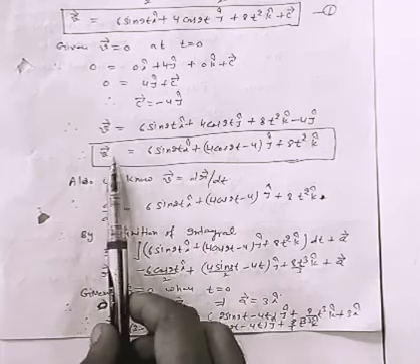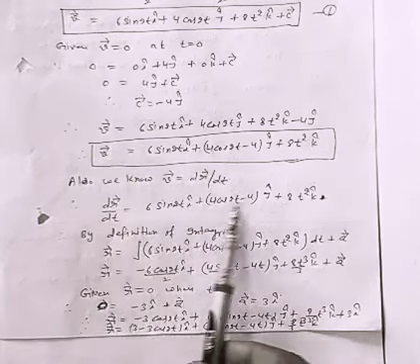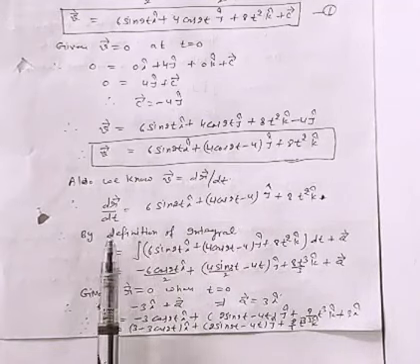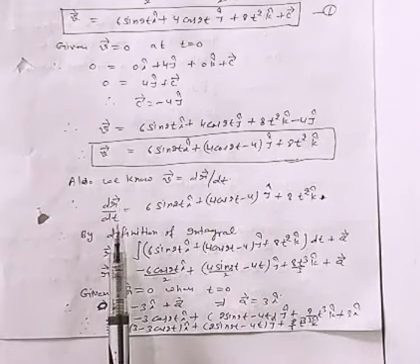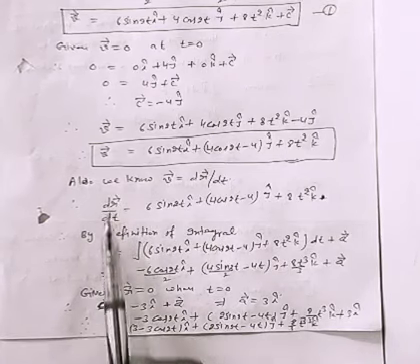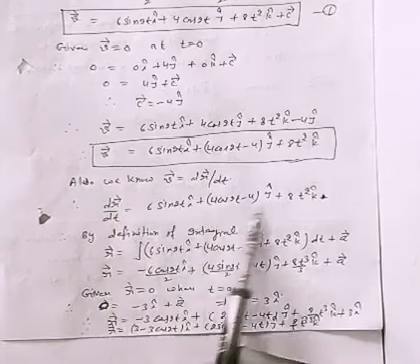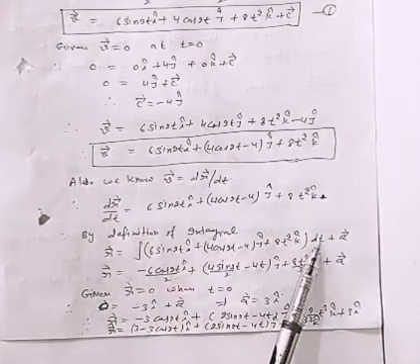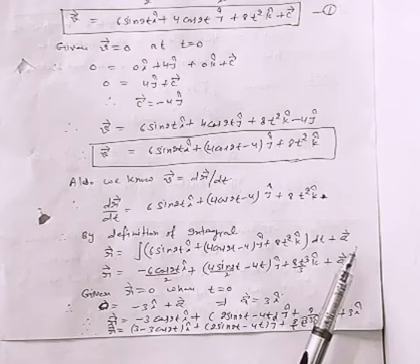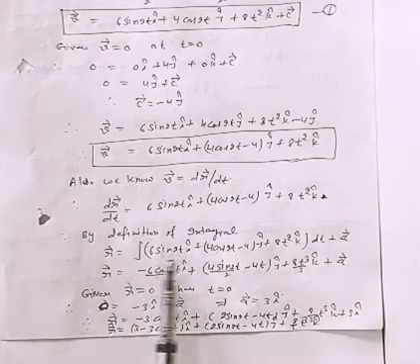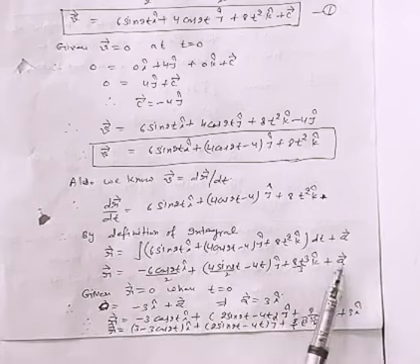So replacing v vector by dr by dt, which is equal to this term, again by the definition of indefinite integral, we can write that r vector is equal to the integration of that term with respect to t plus a constant vector a, where a vector is the constant vector of integration. R is equal to integrating that term, we get this.